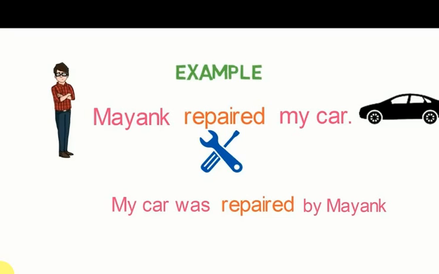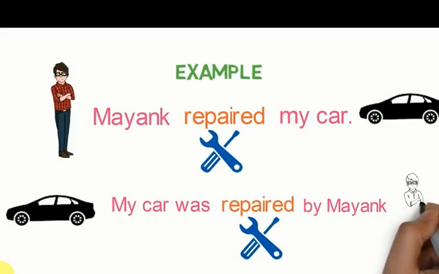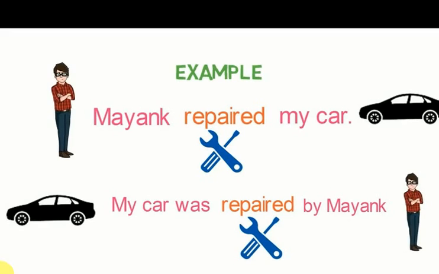Okay. So look at the second sentence. My car was repaired by Mayank. Here my car is receiving the action. So the object car is receiving the action, that is repair, by Mayank. Okay. So here since the subject is receiving the action, it is passive voice. Okay, it is in passive voice.